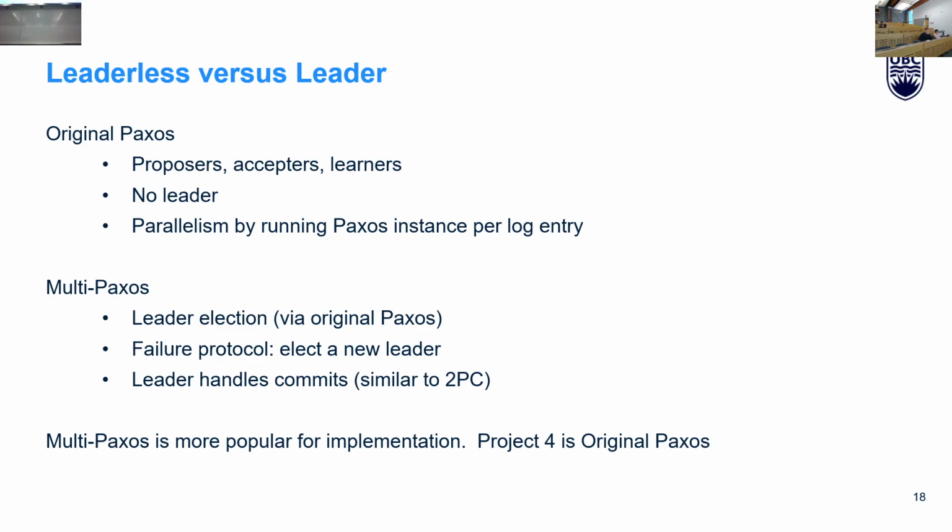Then once we have a leader, now it looks a lot more like two-phase commit, because the leader is basically the one who contacts the other parties who are involved in this and then makes the ultimate decision and records that in their ledger, in their log. Multi-Paxos is actually the more popular of these to implement. Question in the back.